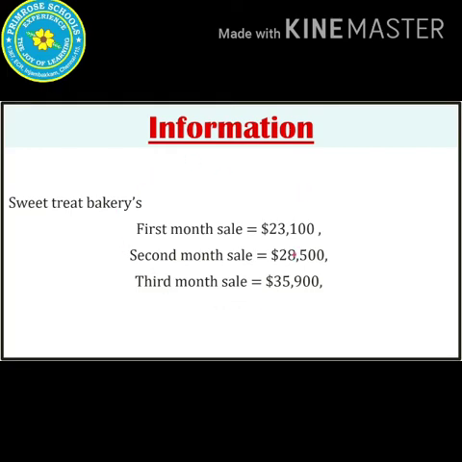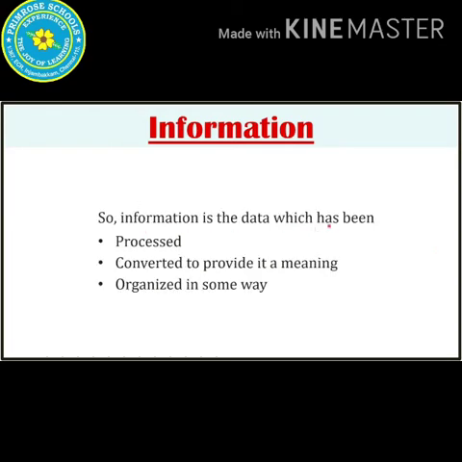If it is the sales of some product which is increased month by month, as you can see here, this is information. So information informs you of something you did not already know, or it is presented in a way that has meaning and is useful. So information is the data which has been processed, converted to provide a meaning, organized in some way.